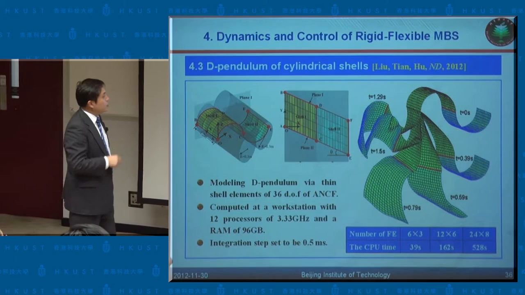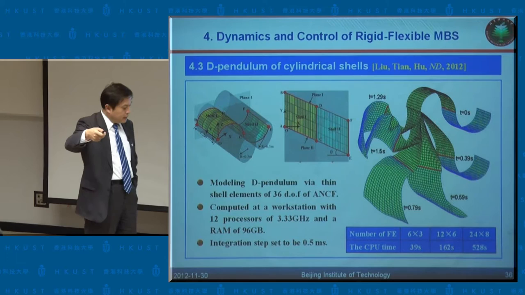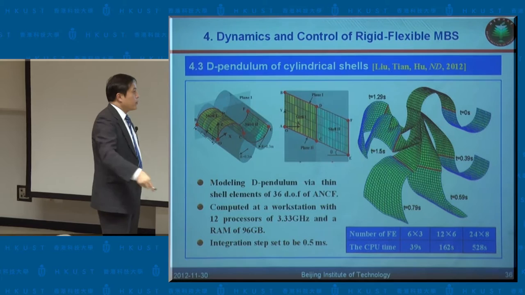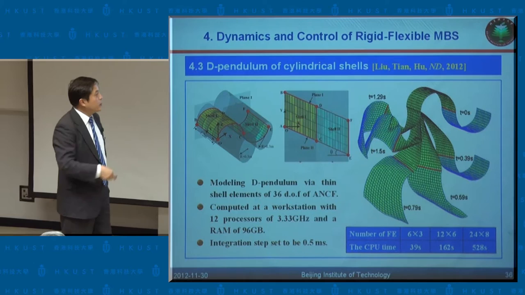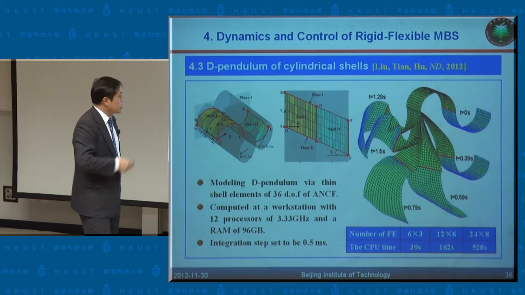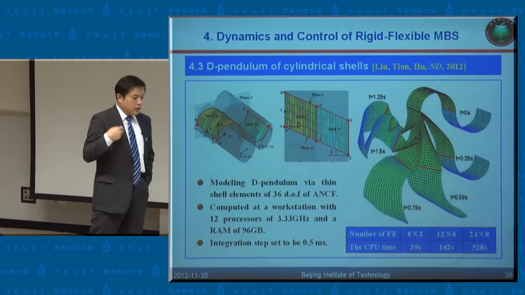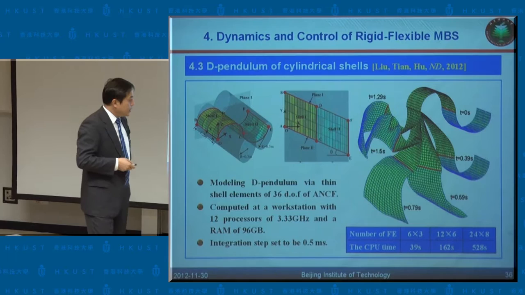At first, the pendulum is put on the horizontal plane, and then we let it go down under gravity. Then it will swing together with some large deformation during the dynamic process, because this is a very flexible shell. For this kind of dynamic simulation, it required a lot of time in the old days, and now it can be completed on a PC.